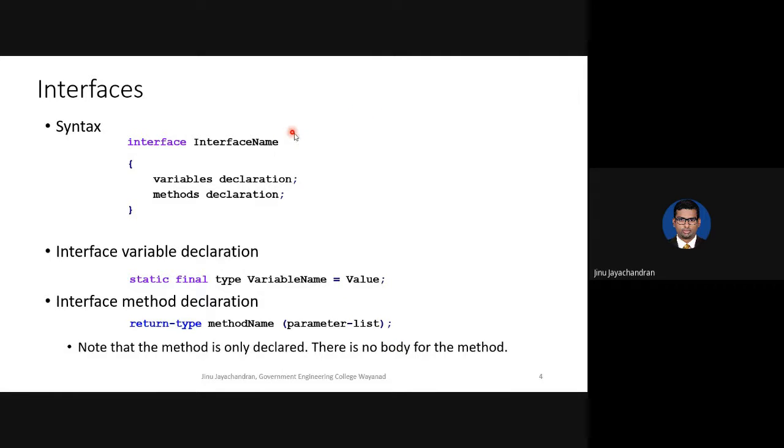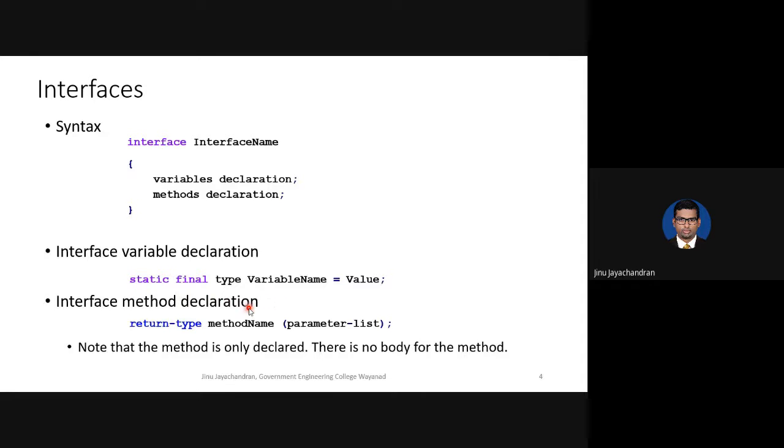The syntax of an interface is something like this. There's a keyword called interface, just like we have a keyword called class. Then you say the name of the interface, and in curly braces, you declare the variables and the methods. In the interface variable declaration, instead of just writing int variable, you write static final, the data type of the variable, for example int, the name of the variable equal to some value. So this is the variable declaration inside an interface.